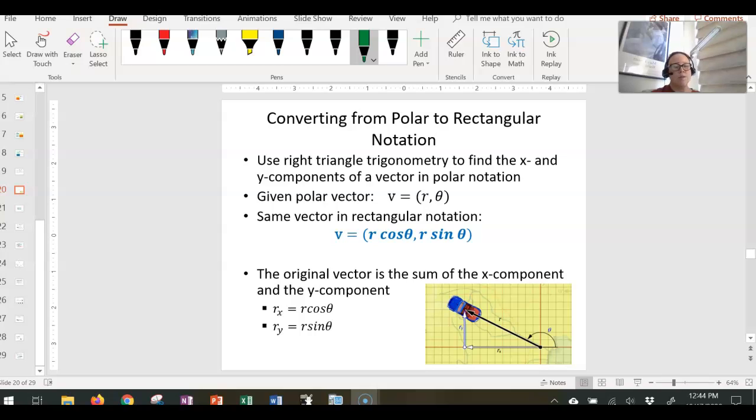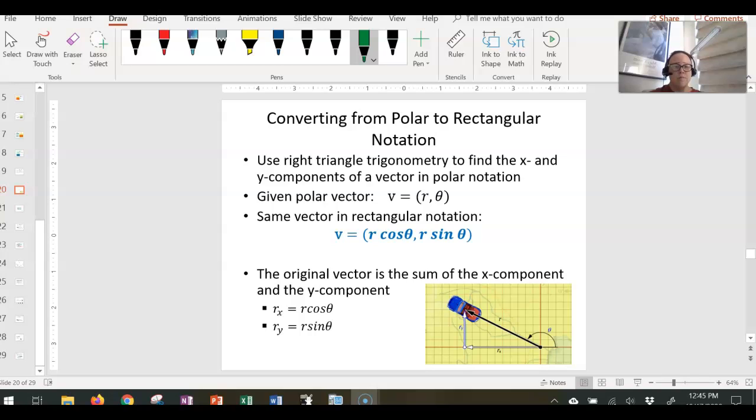This webcast talks about converting between polar and rectangular notation. First, we'll talk about starting with a polar notation vector and converting it to rectangular notation. Both of these methods are based on right angle trigonometry.